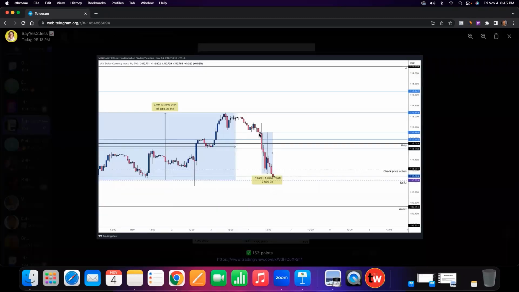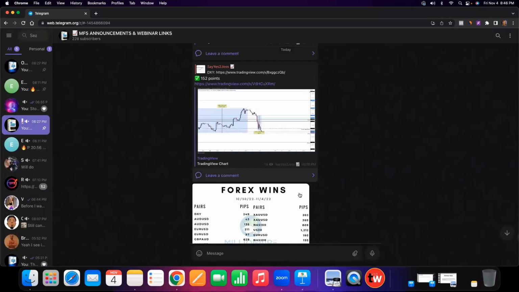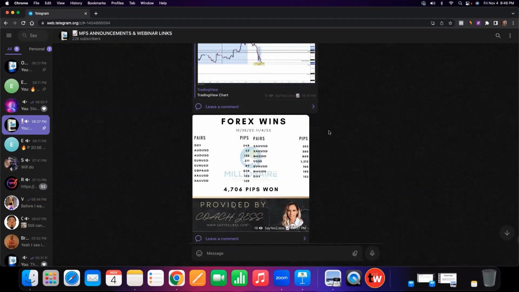All right, and this is where we were at. There was some drawdown with this trade right here, but it came all the way down, almost close to our say yes to Jess level. So the bearish one. That's it, you guys. Those were the trade ideas. It was a really awesome week.